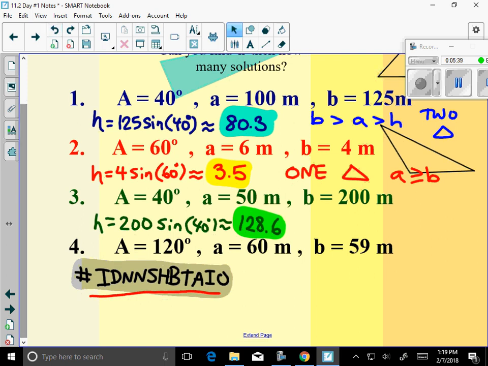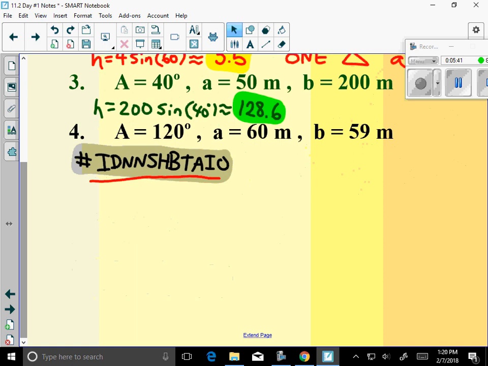Number 3, how many triangles? 0, that was the one we were looking for, right? Because A is less than H. So since A is less than H, it won't reach. We'll have a T-Rex situation.